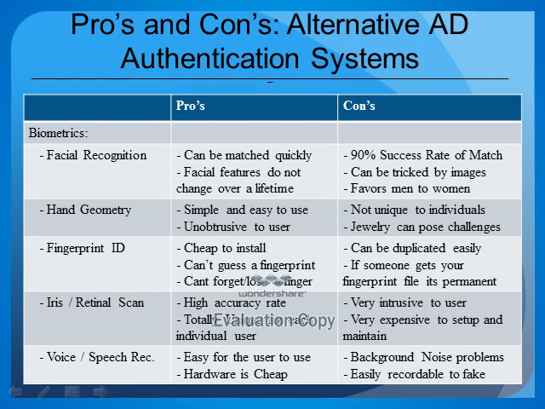With iris and retinal scan, these have a high accuracy rate, and they are totally unique for each individual user. However, they're very intrusive to the user and very expensive to set up and maintain. And with voice and speech, yes, these are easy for the user to use and hardware is cheap. However, background noise causes problems, and these are easily recordable, so these are easily fakeable.